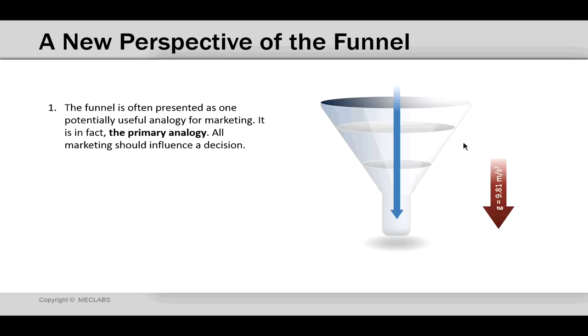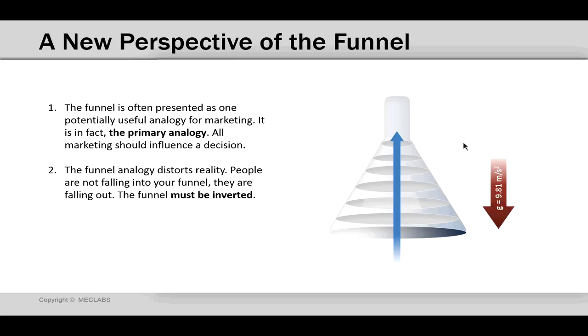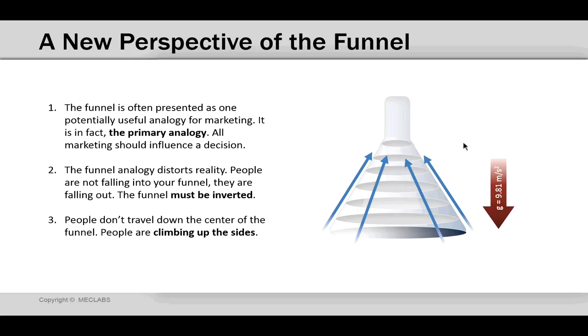But there's a problem in how we perceive the funnel, and it requires us to look at gravity working against us. And what I mean by gravity is the natural forces that exist in the marketplace. Gravity is working against us. And so in order to get a proper perspective of the funnel, you have to take the funnel and flip it upside down and realize that people are not falling in, they're falling out. And instead of traveling down the center, what they're in fact doing is they're climbing up the sides. And each of the sides of the funnel represents a different conversion pathway.